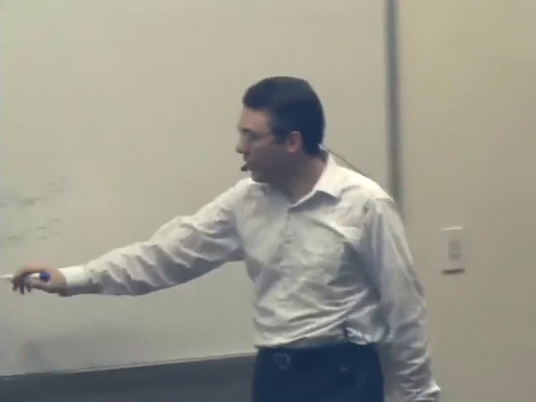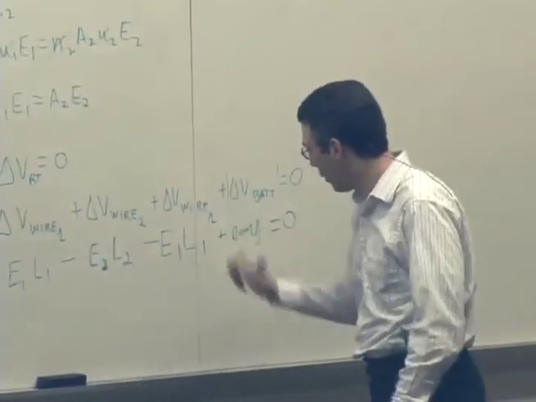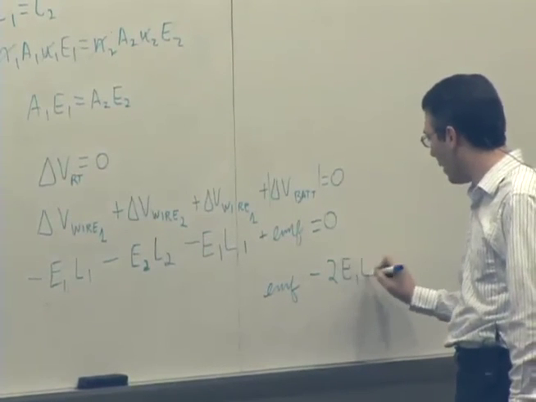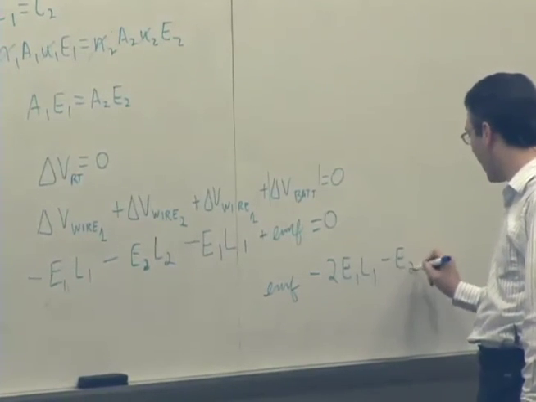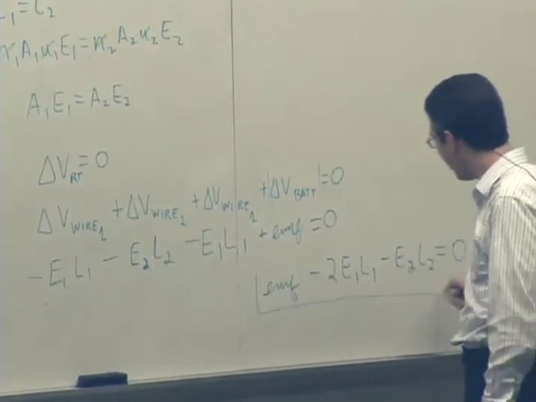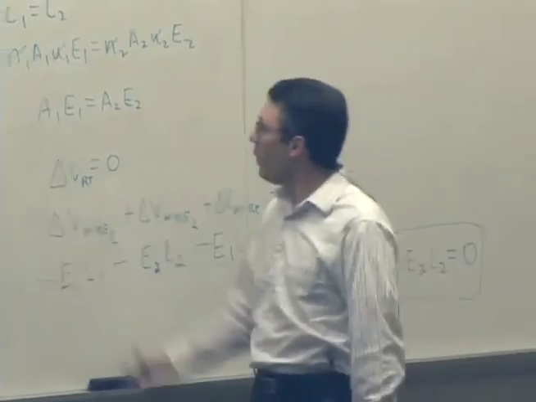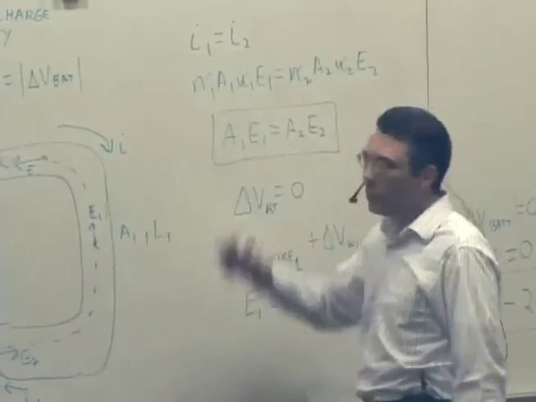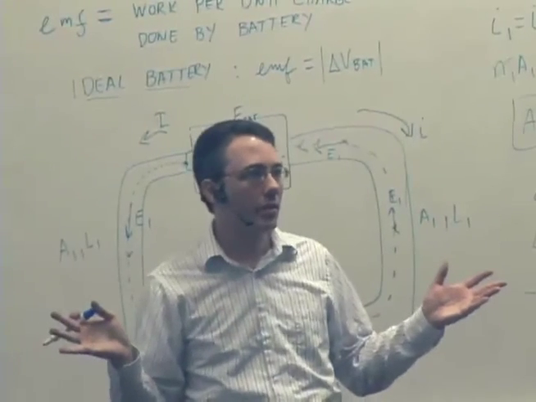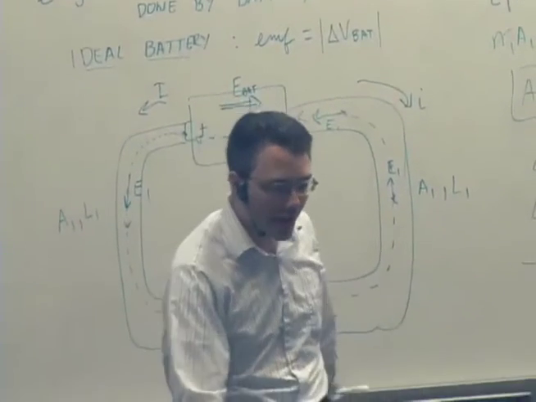And I have two terms here that are alike, so when I rewrite this, I have EMF minus 2E1L1 minus E2L2 is equal to 0. Okay? So now what do we have? We have, well, first of all, questions. Are we okay with this? Okay. Again, watch the signs.